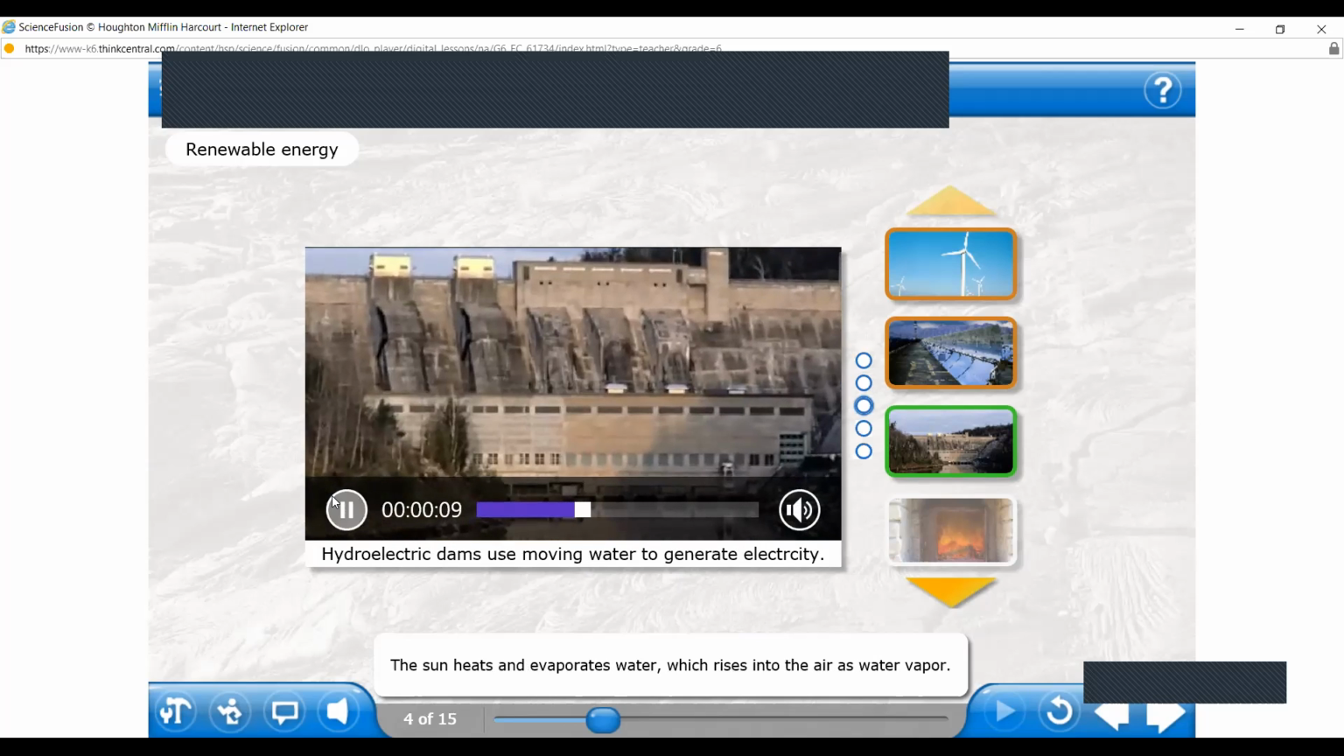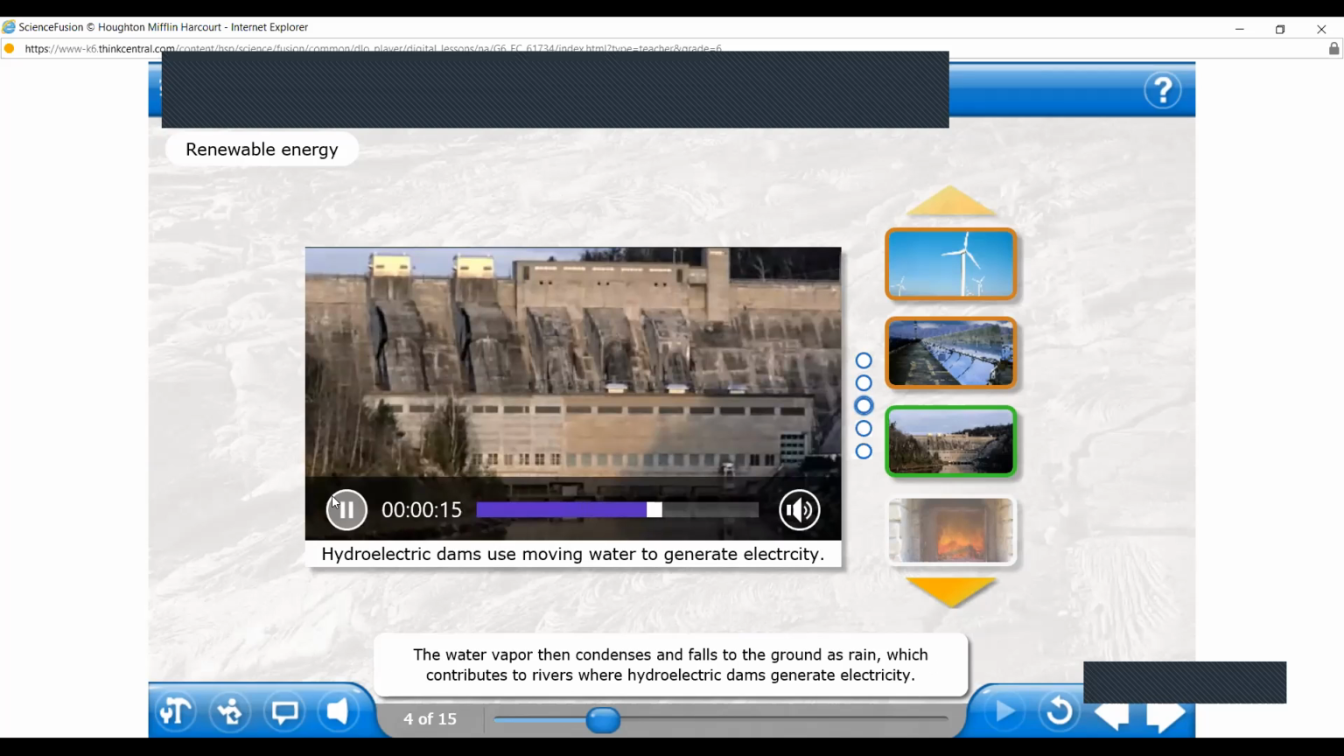Is the sun. The sun heats and evaporates water, which rises into the air as water vapor. The water vapor then condenses and falls to the ground as rain, which contributes to rivers, where hydroelectric dams generate electricity.